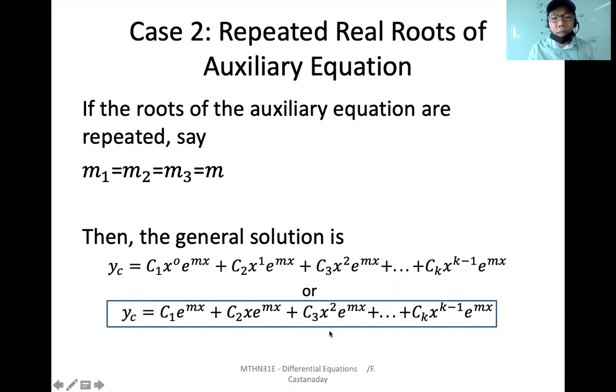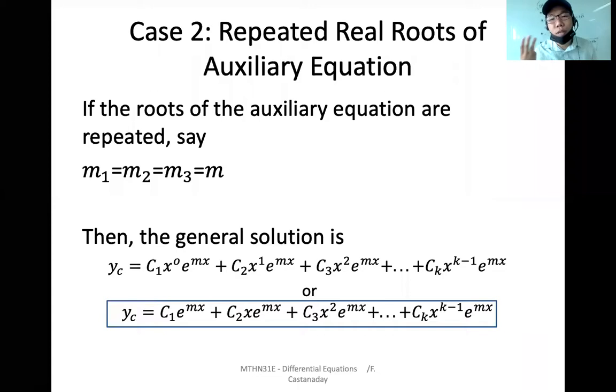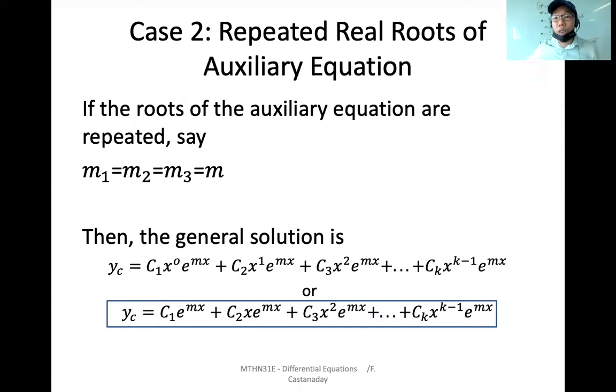The third term is c sub 3 x squared. So kung mapapansin niyo, nag-increasing yung power ni x na nasa term. For example, kung tatlong roots na magkakapareho, minus 1 ka lang lagi. So yung pinakamataas na power is 2. Pag apat na roots na magkakapareho, minus 1 ka lang. So yung pinakamataas na x na makita mo sa mismong solution is x cubed. Nakuha yung idea? Pagka-repeating yung roots, may x na makikita doon sa mismong solution.